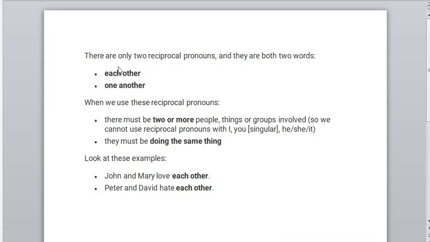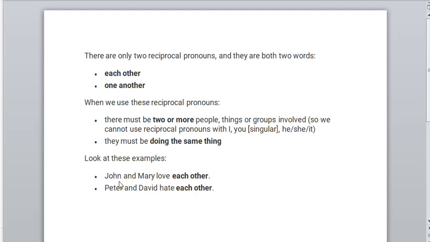Just to give you a gist about reciprocals, see these words: each other, one another. These are reciprocal pronouns. When we use them, there must be two or more people, things or groups involved, so we cannot use reciprocal pronouns with I, you. Two or more people should be there, and they must be doing the same thing. That is very important. Both of these persons, or more than two persons, must be doing the same things.